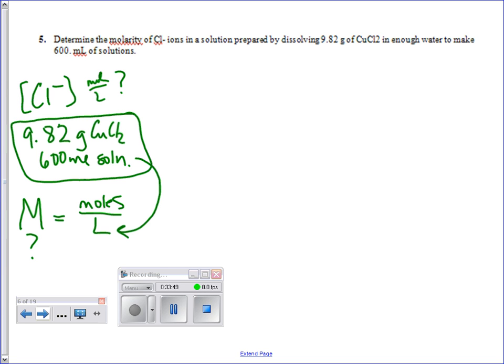If I convert these grams to moles, what am I getting the molarity of? That gives me the molarity of the whole thing, right? That's the molarity of copper 2 chloride. But I need the molarity of chloride. So I can do a couple things. Any ideas?